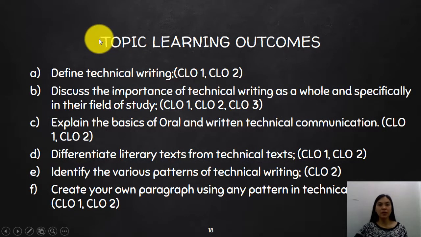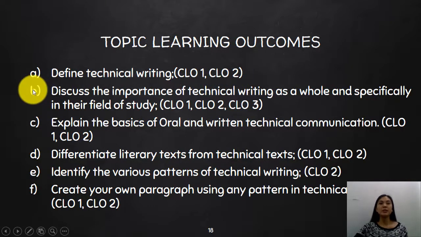So at the end of midterms, these are the topic learning outcomes, or we commonly refer to it as your TLOs. For letter A, define technical writing. So as you can see here, after define technical writing, you have CLO number 1, CLO number 2. Now, one thing that you have to understand is every topic learning outcome is actually interconnected with a certain CLO or course learning outcome. So when you are able then to define what technical writing is, you have already achieved CLO number 1 and CLO number 2.